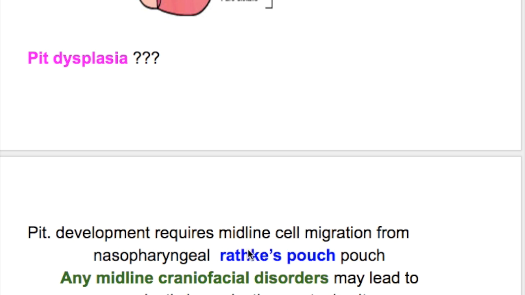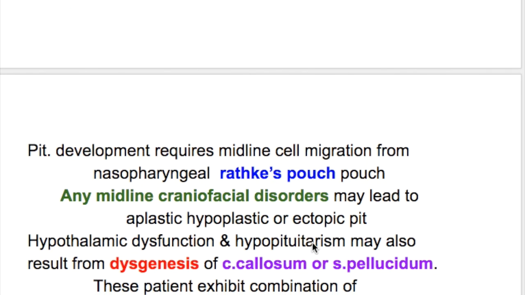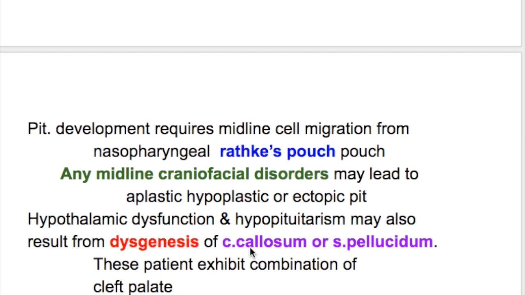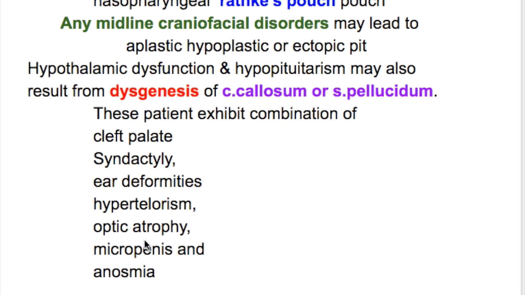What's pituitary dysplasia? Pituitary development requires midline cell migration from the nasopharyngeal Rathke's pouch. Any midline craniofacial disorder may lead to aplastic, hypoplastic, or ectopic pituitary. Hypothalamic dysfunction and hypopituitarism may also result from dysgenesis of the corpus callosum or septum pellucidum. These patients exhibit a combination of cleft palate, syndactyly, ear deformities, hypertelorism, optic atrophy, micropenis, and anosmia.